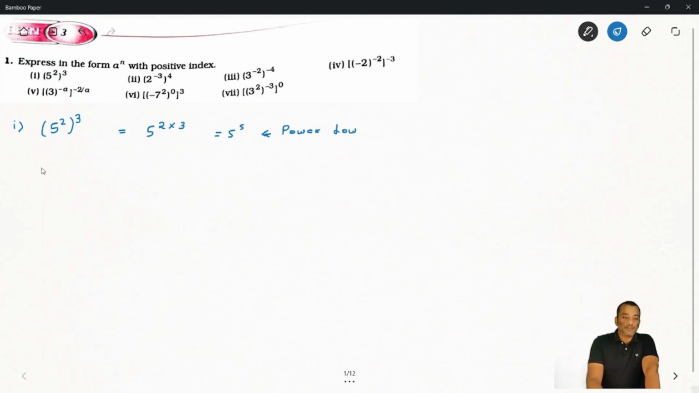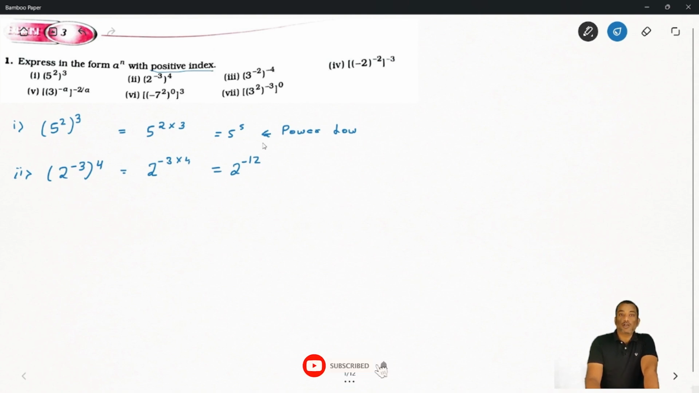Now coming to the second question. It says 2 to the power minus 3, whole to the power 4. Here you can say the number 2 inside the bracket has a negative exponent, so we don't need to do anything. Same way, which rule will we apply here? Power rule. So minus 3 times 4. How much will you get? 2 to the power minus 12. Now it says you have to express it in the positive index.